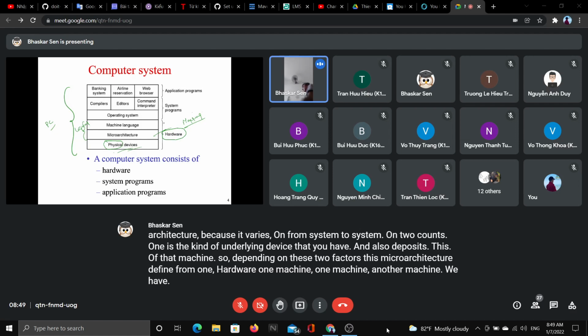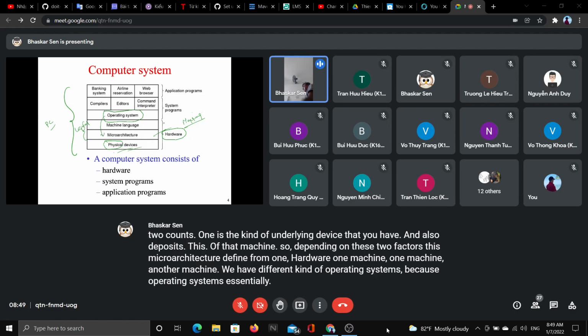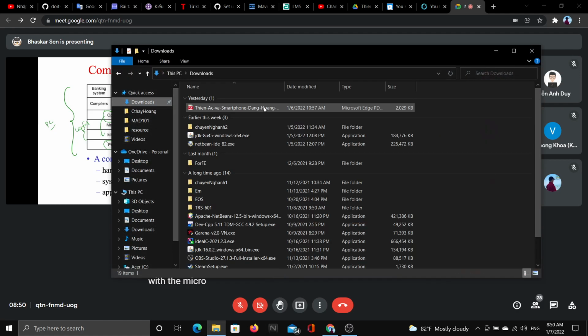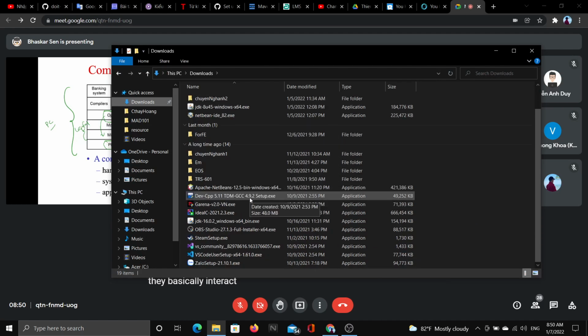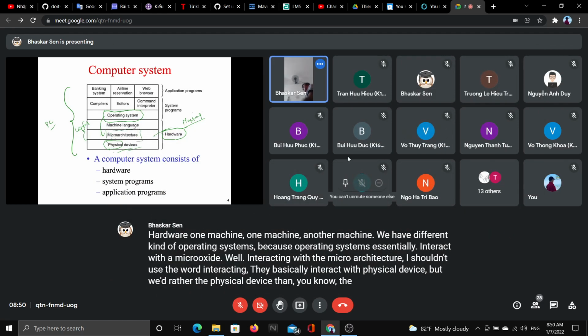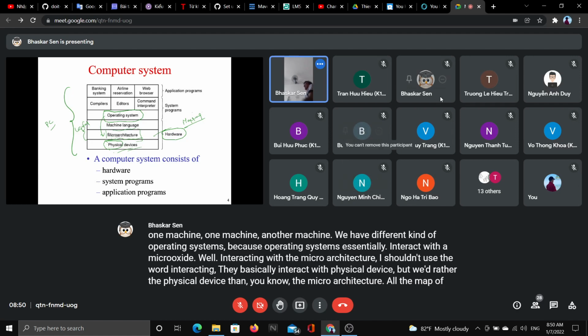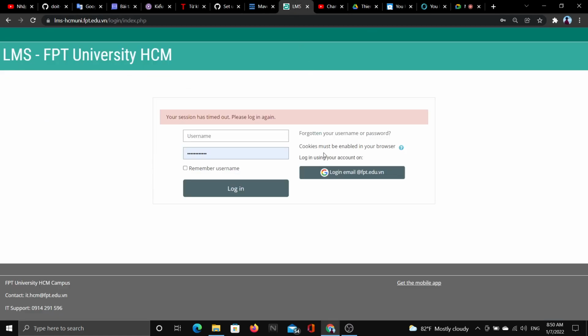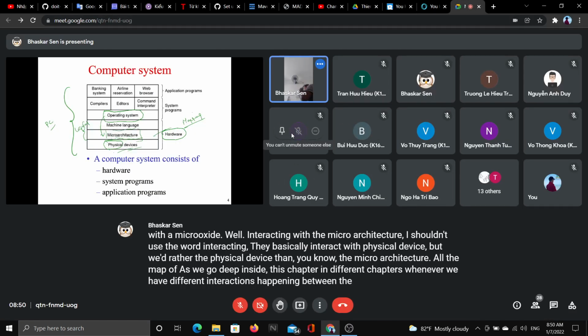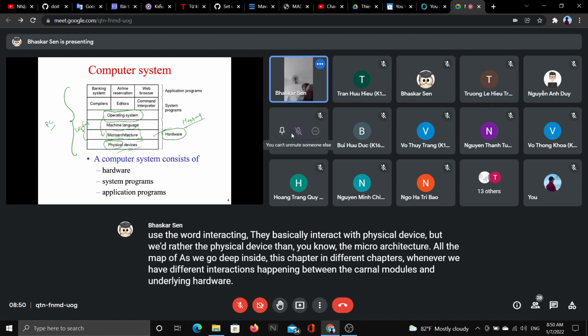We have different kinds of operating systems because operating systems essentially interact with the microarchitecture. Well, I shouldn't use the word interacting. They basically interact with the physical device. But to interact with the physical device, they need to know the microarchitecture or the map of the physical device. As we go deep inside this chapter, in different chapters, whenever we have different interactions happening between the kernel modules and the underlying hardware, for different hardware, we'll be referring to these different microarchitectures.